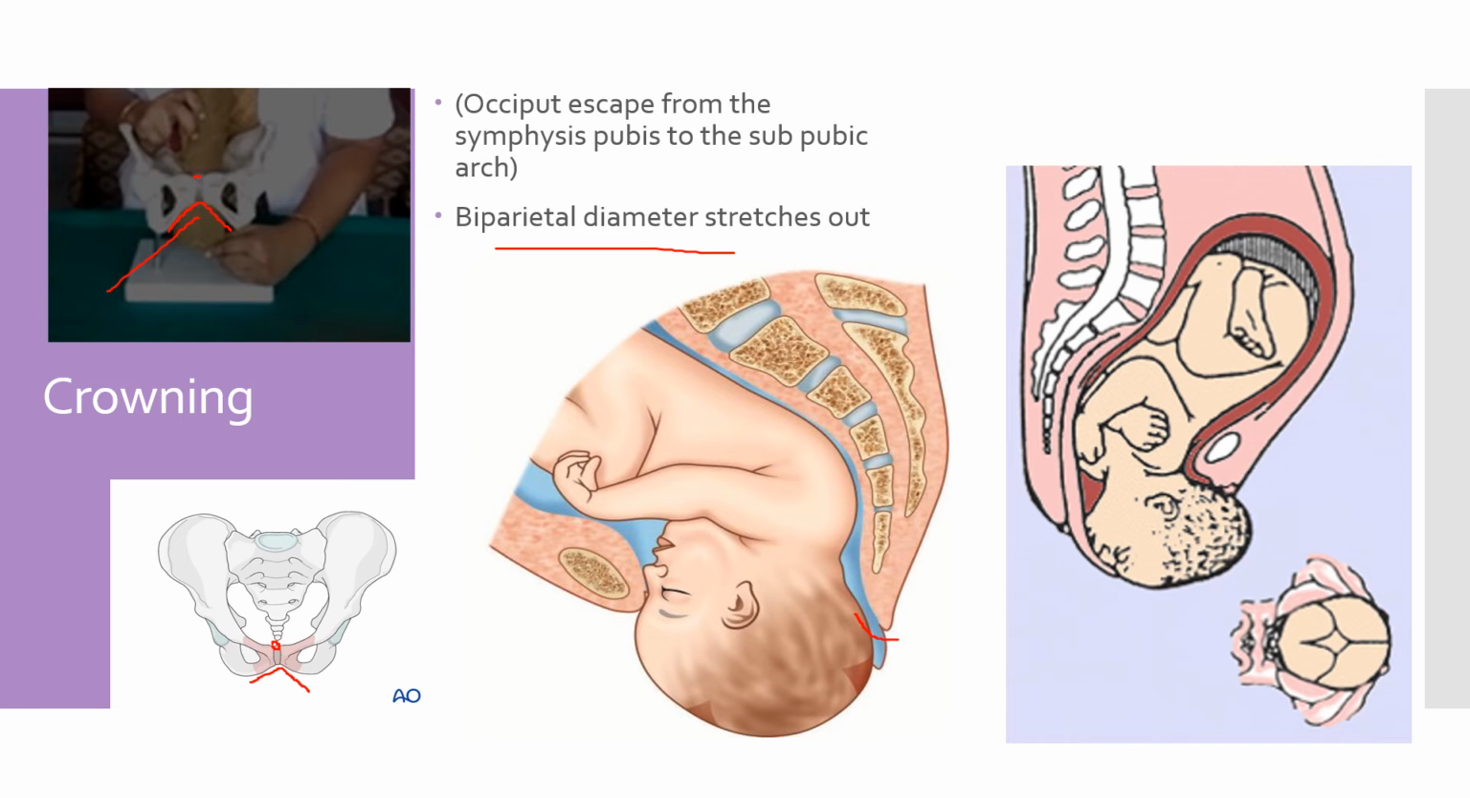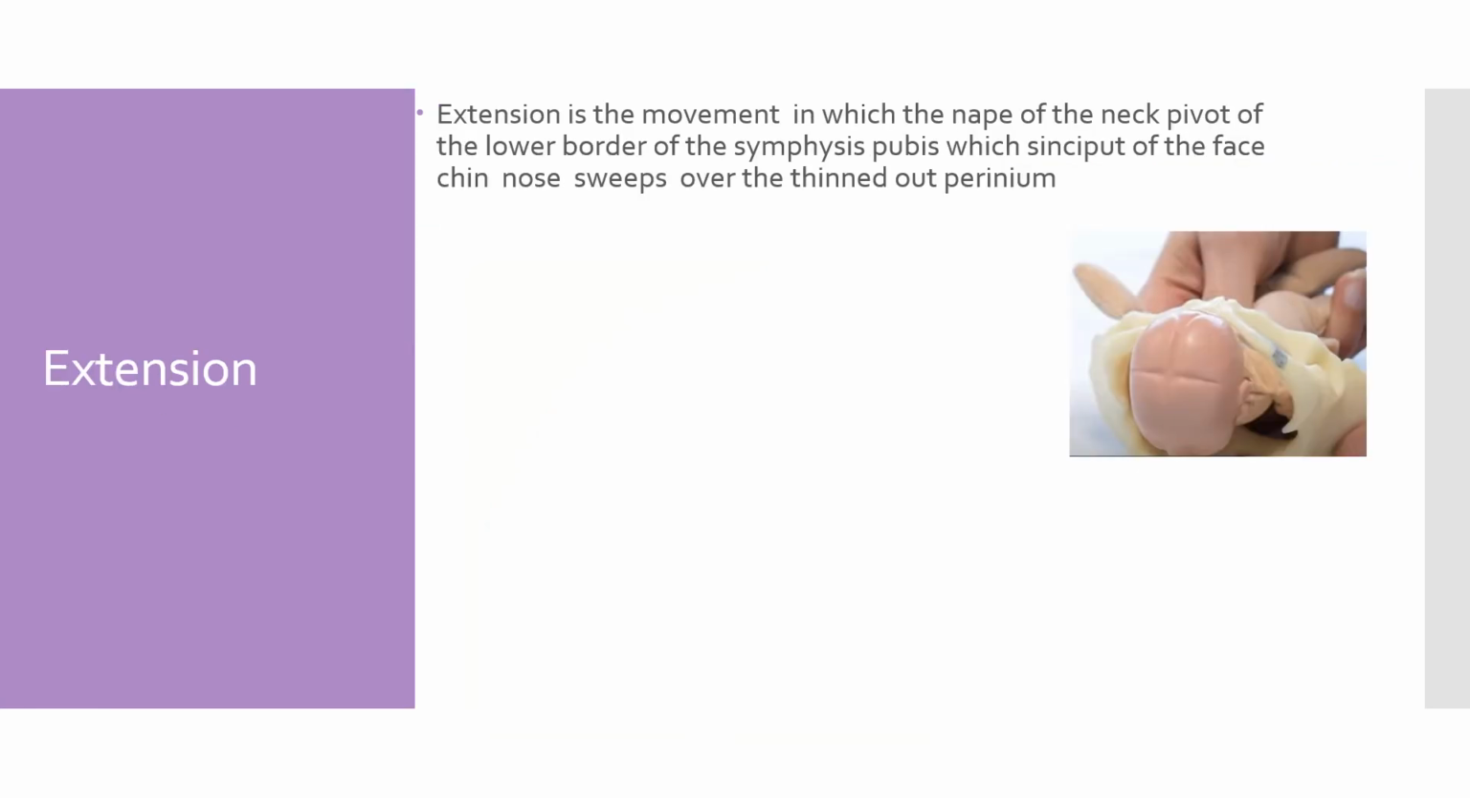Okay. After crowning, there will be the extension. Here, the extension automatically happens once the occiput escapes from the symphysis pubis. The extension is a movement in which the nape of the neck pivots at the lower part of the symphysis pubis, and the sinciput, face, chin and nose sweep over the perineum. It means this occiput escapes from the pivot at the lower part of the symphysis pubis.